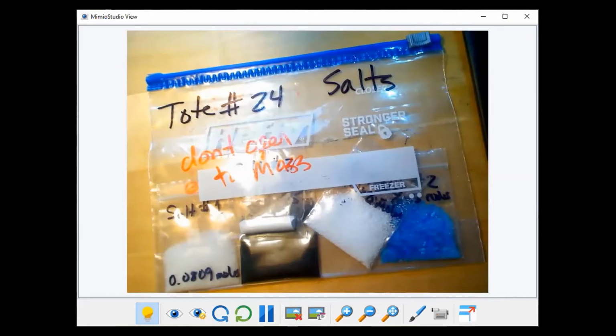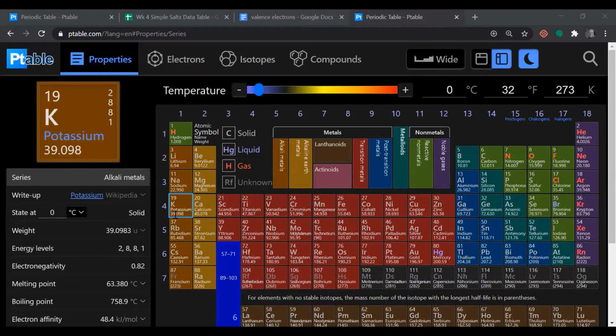So we're going to look at some simple salts this week and see what makes them the way that they are, what the rules are that govern their combining, and how they work. So that's what we're going to be looking at, salts or ionic compounds this week. To look at salts, we're going to be doing a lot of reviewing of what we've learned before.